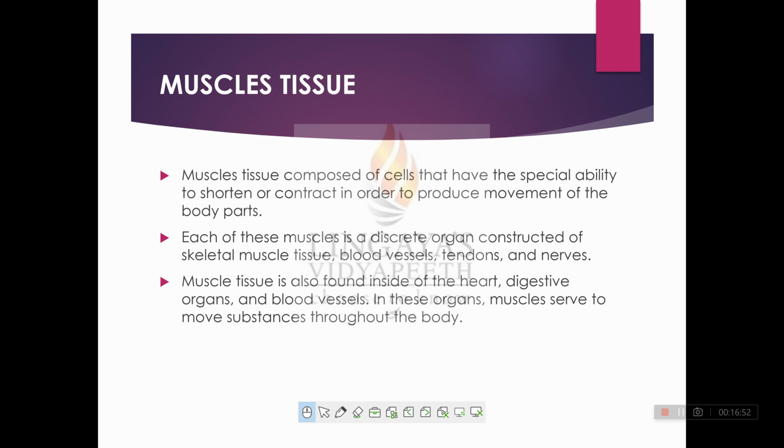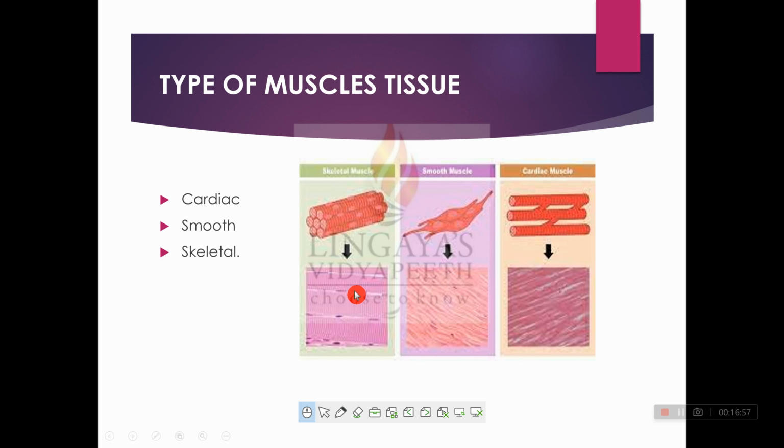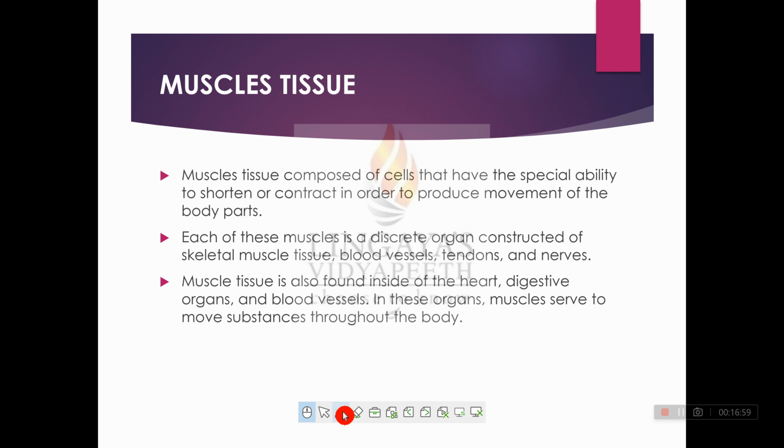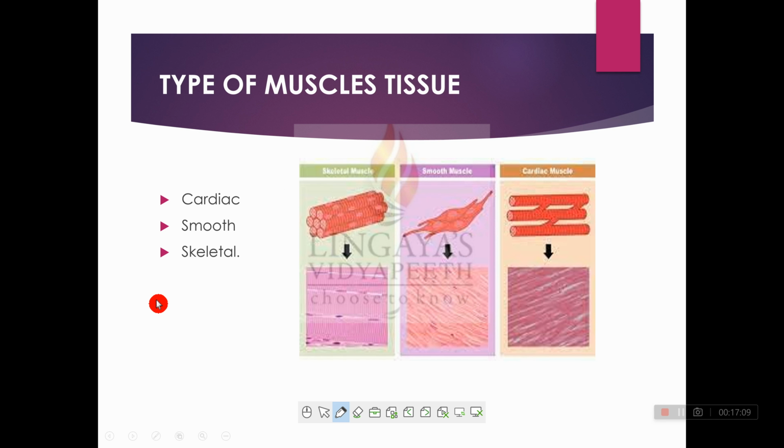Actin and myosin are contractile proteins present in the muscle tissue. It is also found in the heart, digestive organs and blood vessels. In these organs, muscle serves to move substances throughout the body. Now, the different types of muscle tissue in the human body. There are three types: the first is cardiac muscular tissue, the second is smooth muscular tissue and the third is skeletal muscular tissue.